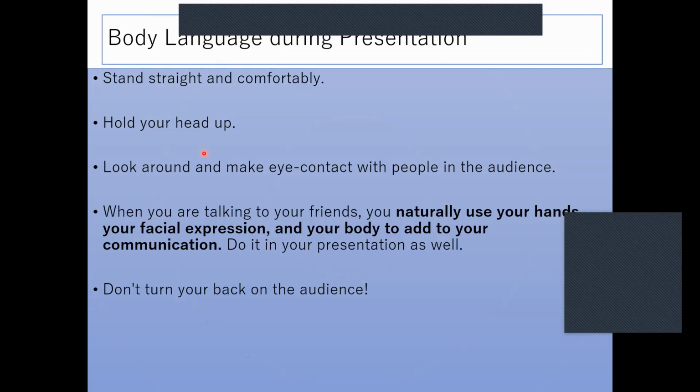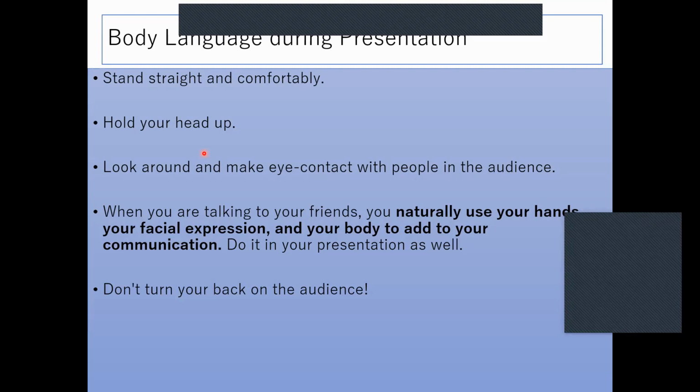Then let's see body language during presentation. Stand straight and comfortably. Hold your head up. Look around and make eye contact with people in the audience. When you're talking to your friends, you naturally use your hands, your facial expressions, and your body to add to your communication. Do it in your presentation as well. And finally, don't turn your back on the audience. This is very important.